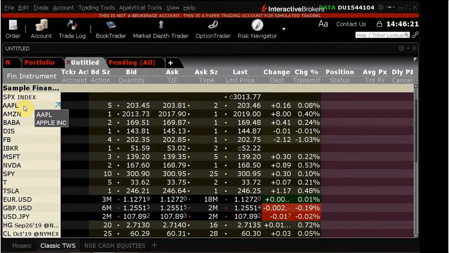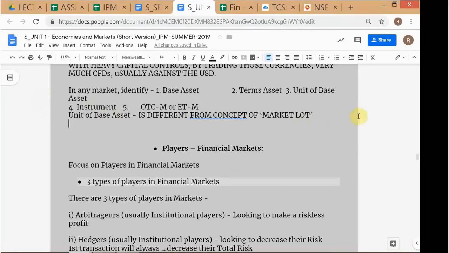So in this case, the unit of base asset, because I've told you to distinguish, whenever you look at any market, identify the base asset, terms asset, unit of base asset, what instrument we are talking about, and whether it's an OTC market or an exchange traded market. Usually this comes from understanding the instrument, like futures are exchange traded instruments, forwards are OTC instruments, but some types of instruments are available in both settings, like options. You can have options on currencies.